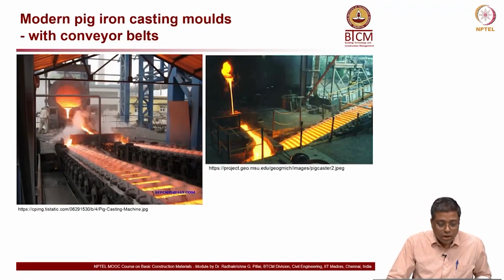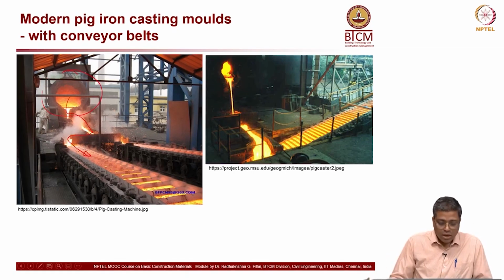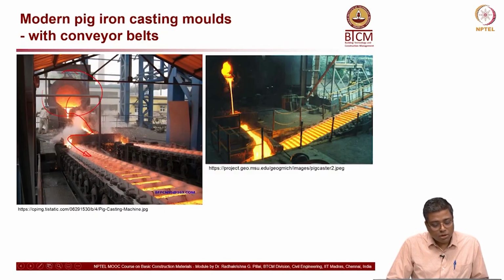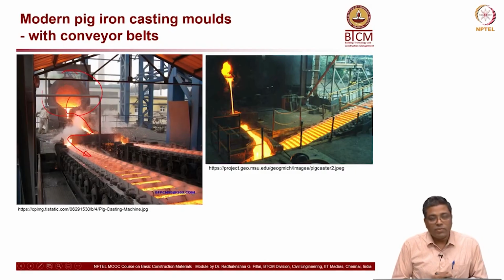Now, this is a modern pig iron casting mold, where again you can see molten material on the left. You can see here molten material being poured, and then it flows down. Now, here this is actually a conveyor belt. It is not that this molten material is flowing all the way till here, but it is rather taking its position in one of the molds, and then it is transported using kind of a conveyor belt.